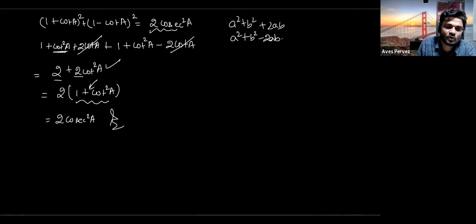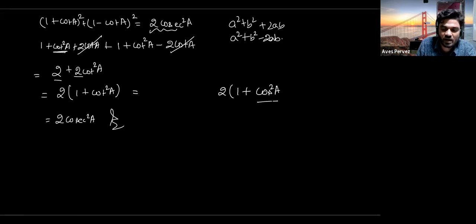In a similar way, you have to do this one also in this form. If you don't know that 1 plus cot square a is equal to cosec square, what would you have done? You would have written 1 plus cot square a in numerator and denominator form. You can write here cos square a upon sine square a. You would have written it this way.